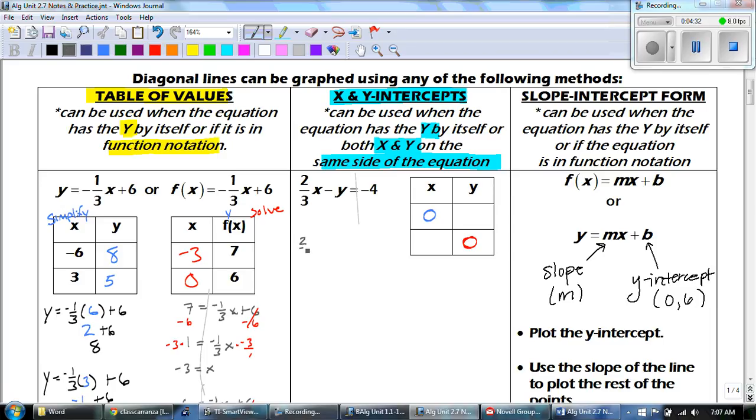So 2/3 times 0 minus y equals negative 4. When I plug in 0, 2/3 times 0 is 0, and I'm left with negative y equals negative 4. Now the y is not by itself because there's a negative 1 in front of it. So to solve, I need to divide by negative 1. Negative 4 divided by negative 1 is a positive 4. So I get the point (0, 4).